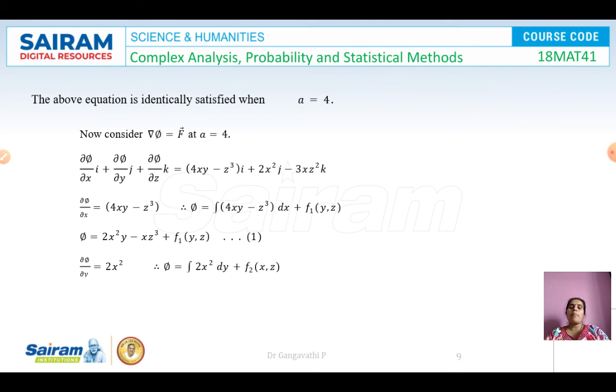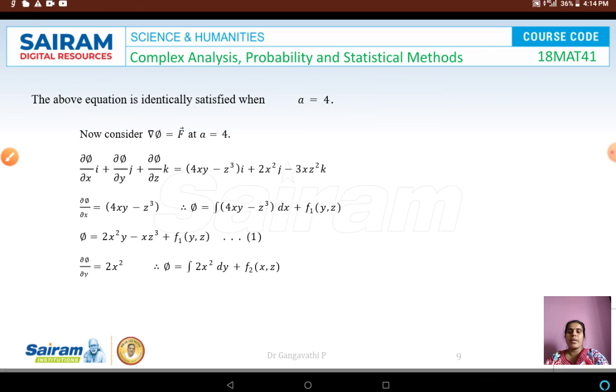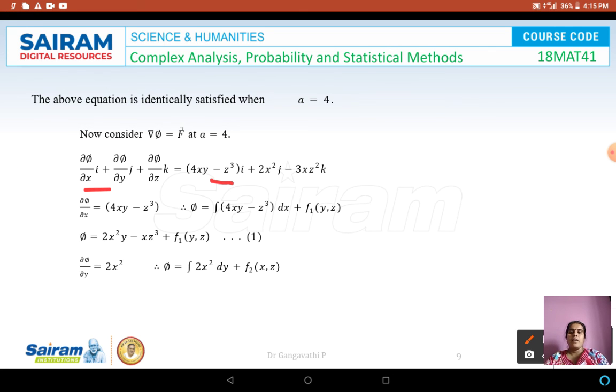Okay, vector f is this. Now compare the i component on both the sides. So when we compare the i component on both the sides, this with this, so this is what we get. We need to eliminate dou by dou x, so integrate with respect to x. And when we integrate with respect to x, a function of y, z acts as a constant of integration. So integration of 4xy with respect to x is x square by 2, 4y is as it is, 2 and 2 get cancelled. You get 2x square y minus x z cube, and the constant of integration is f1.